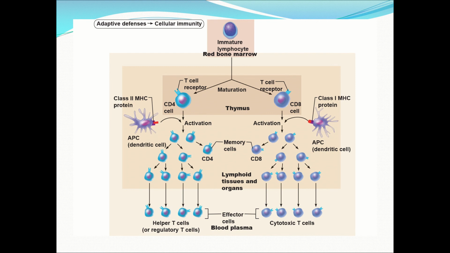This illustration shows the CD4 cell pathway to becoming the helper T cells and the CD8 pathway to becoming cytotoxic T cells. And we see that there are two different types of APCs, or antigen presenting cells. For the CD4 cells, it looks like class 2 MHC protein is presented. And then for the CD8 T cell, the class 1 MHC protein is presented.